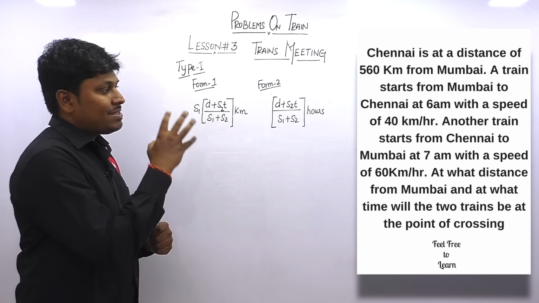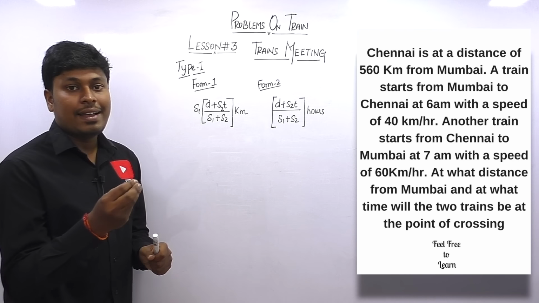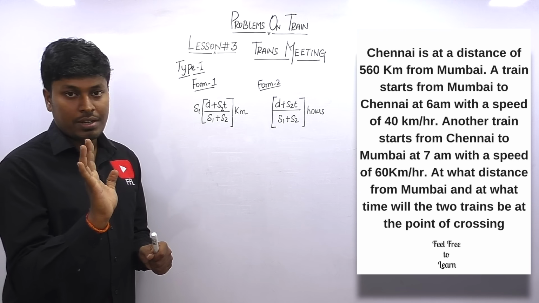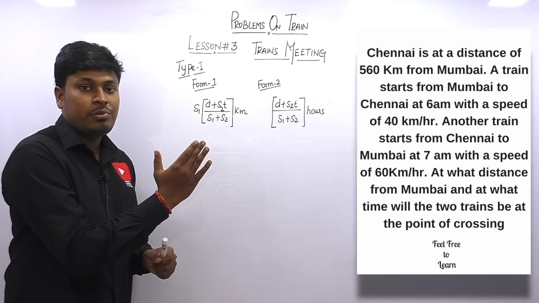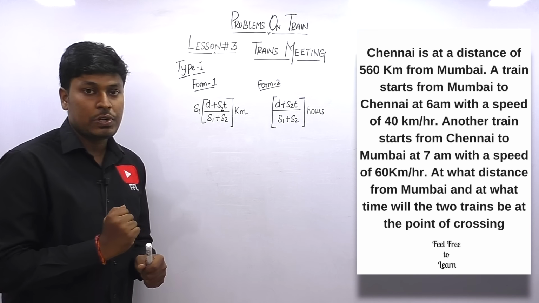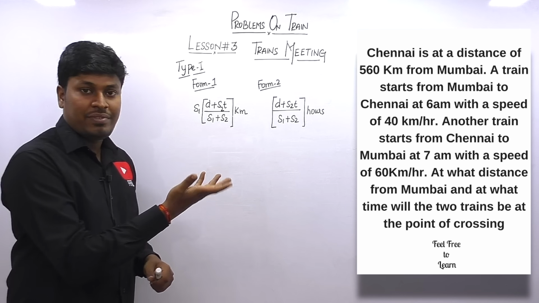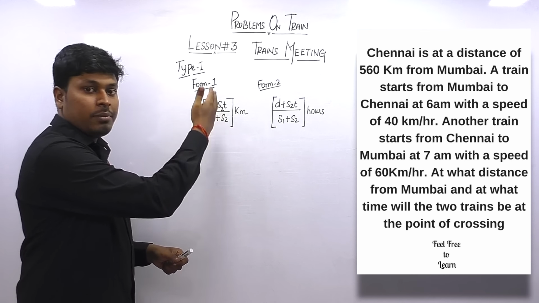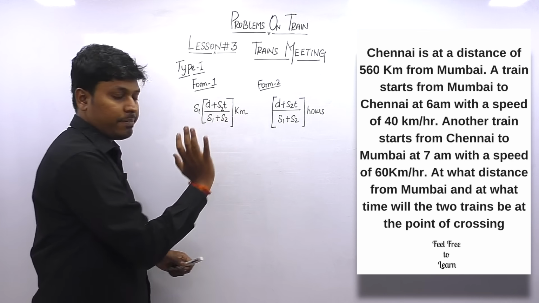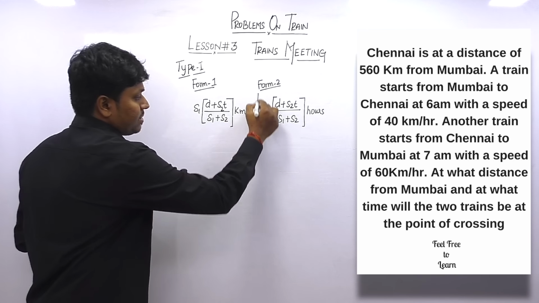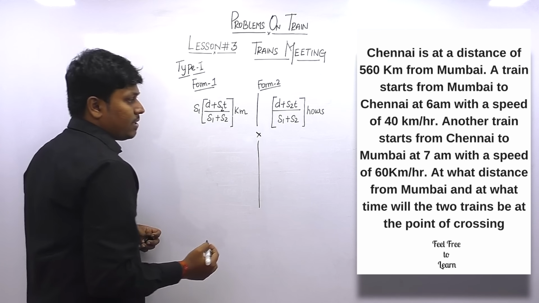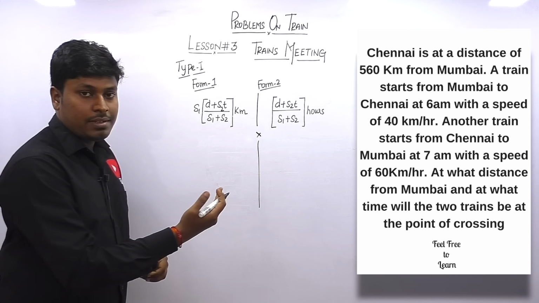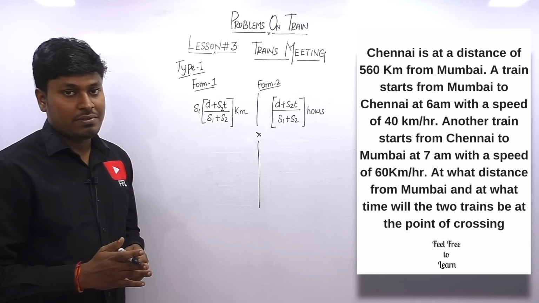So listen here, by seeing the first line of the question, we can directly decide the question is type number 1. Why? Because the distance between Chennai and Mumbai is directly given, that is 560 km. And if it is type 1, we have already learned two formulas. One formula for at what distance from Mumbai both the trains meet, and also one for at what time. So now let me directly substitute all the values in a formula, right? If in case you want a normal method, in the future videos I can definitely solve it, right?